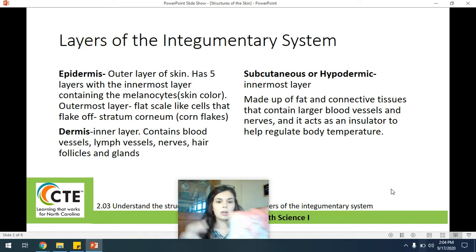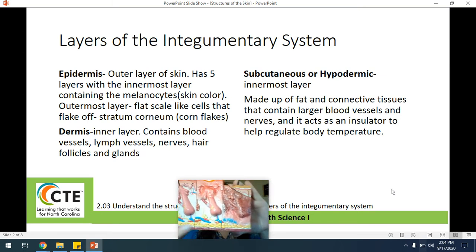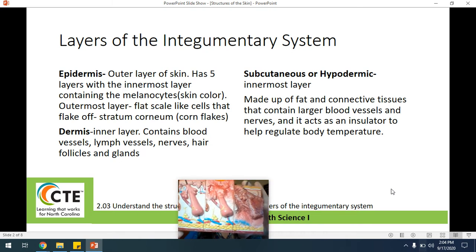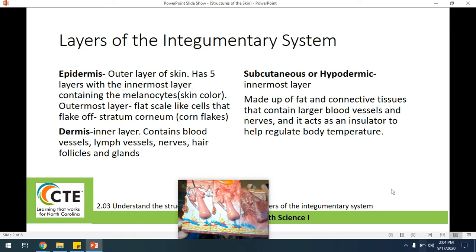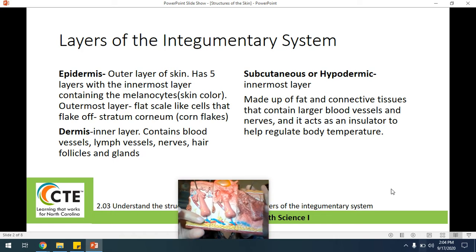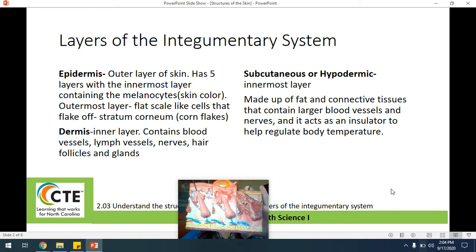So if we look at our 3D model again, this layer down here that kind of looks like it has like corn pops or cereal or something down here, that is your adipose tissue, this bubbly fat looking layer, and that makes up a large majority of that subcutaneous or hypodermic layer, so the bottom third down here.